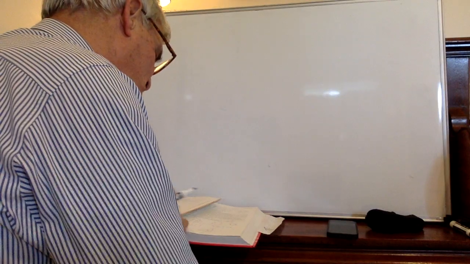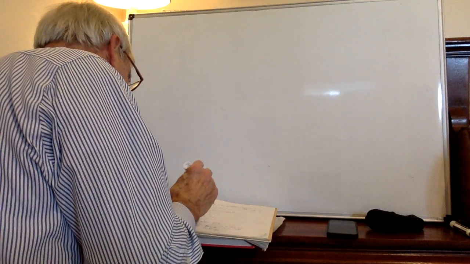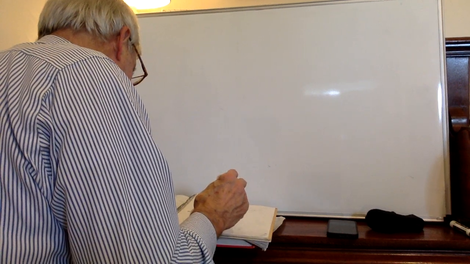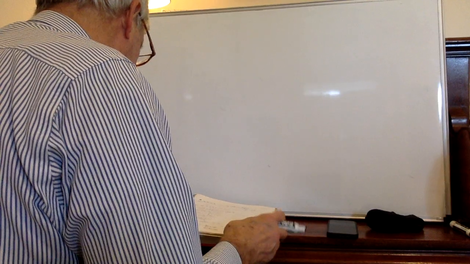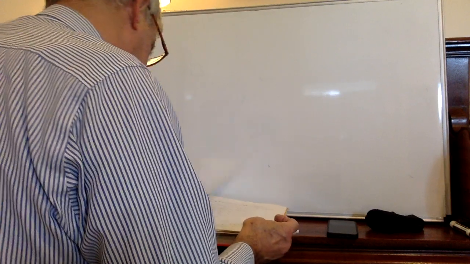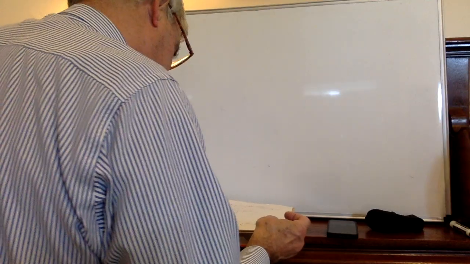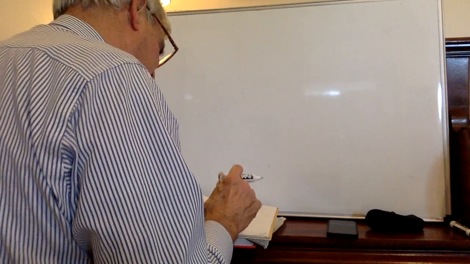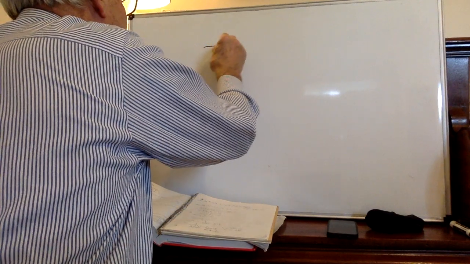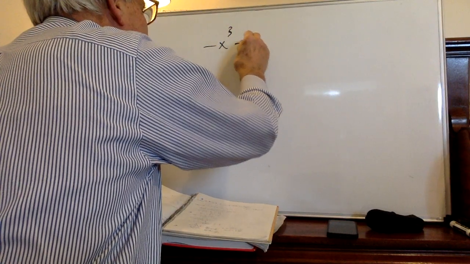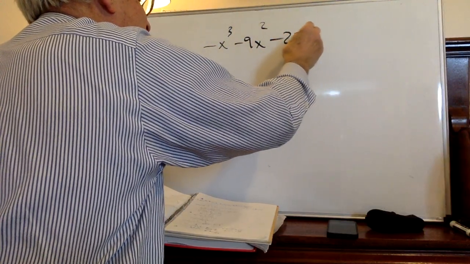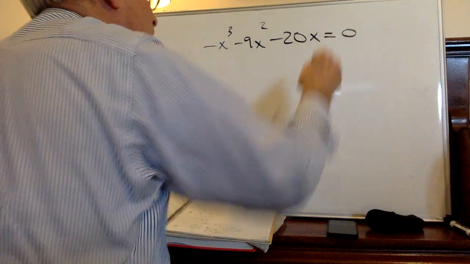Number 14. Number 14, they said solve by factoring, and this one in number 14 was, wait a minute, I think I might be doing the wrong problem. 13. 14. Yeah, 14. Negative x cubed minus 9x squared equals 20x. Bring the 20 over and get minus 20x equals 0.